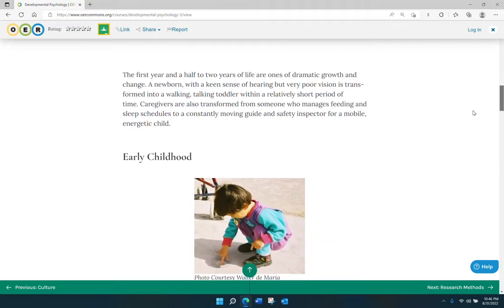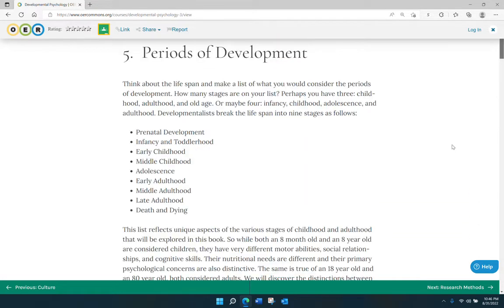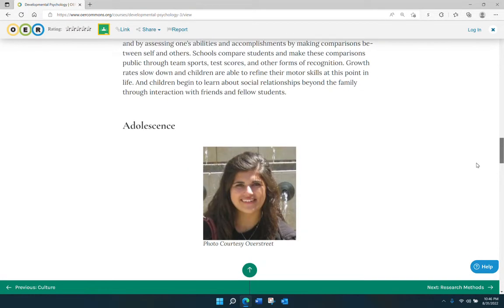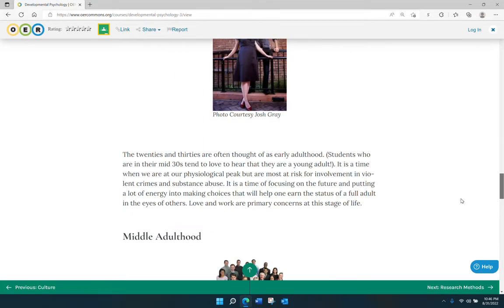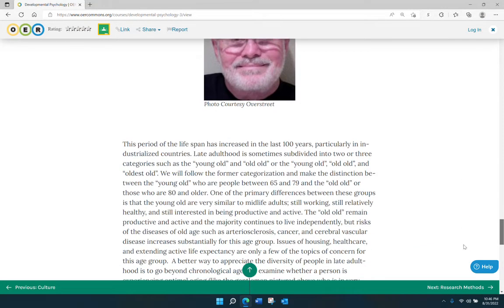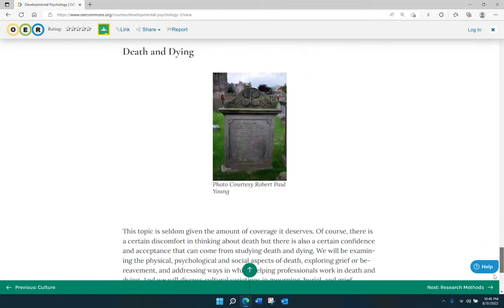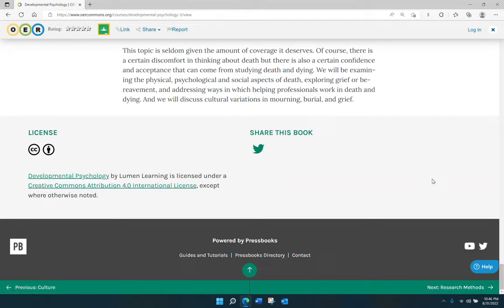And you can read a little bit about this. It just gives you the rough guidelines about the definitions of each of those stages of life or periods of development. And you can read those things right here. And of course, we'll define them more specifically as we talk about them throughout the semester.